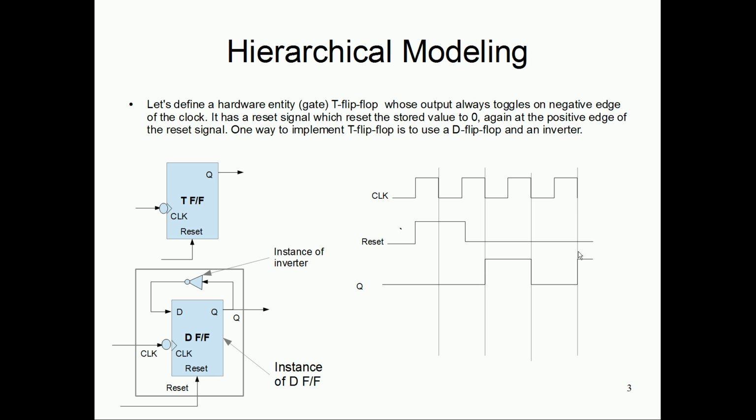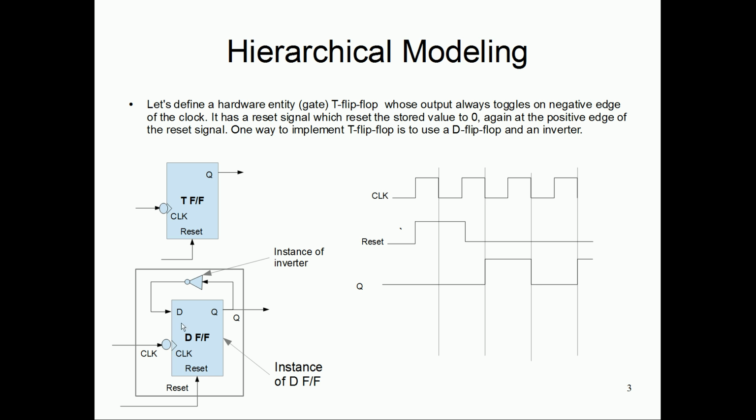As long as the reset signal remains low, Q just keeps on toggling with the clock changes. Now to implement that, we take a D flip-flop, which we call a D flip-flop instance. So this is the top level port clock. This clock goes directly to the clock of the D flip-flop. Reset goes directly to the reset of the D flip-flop.